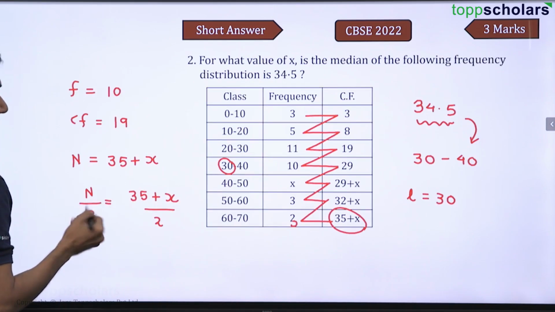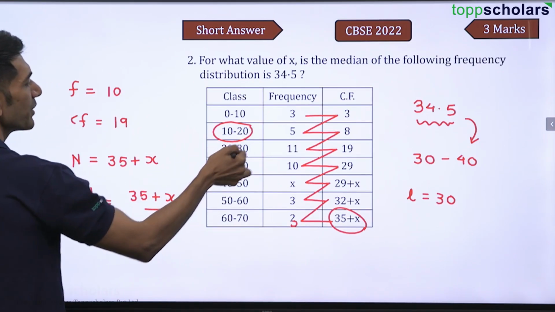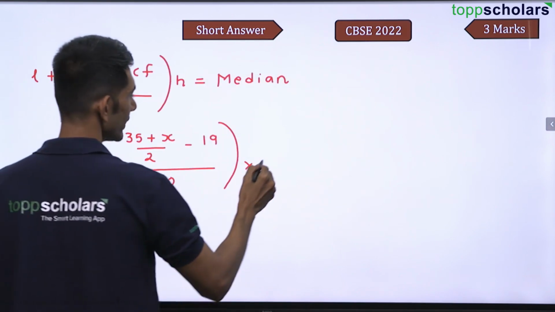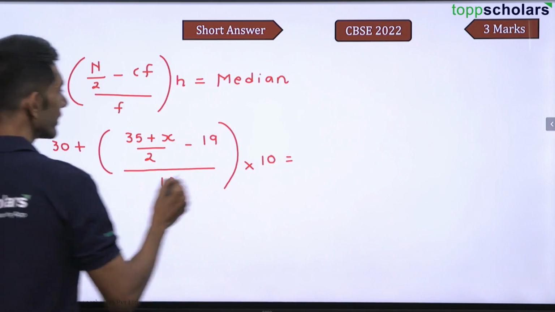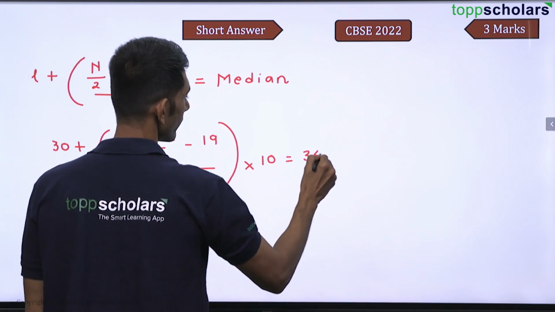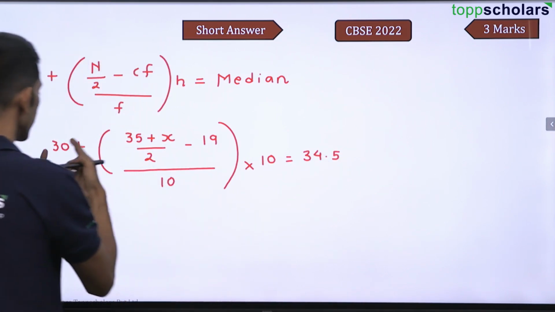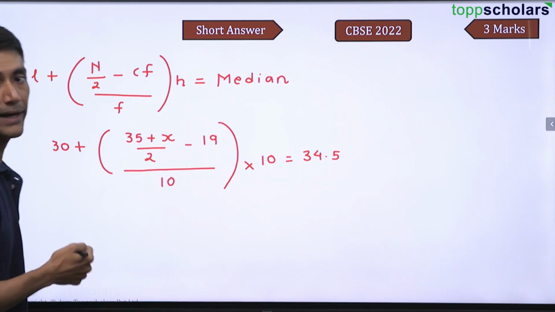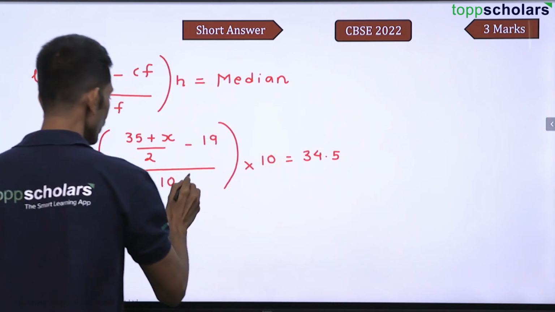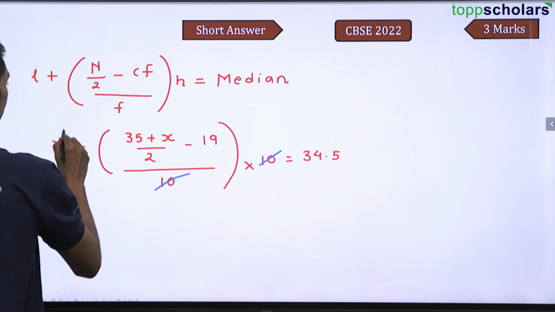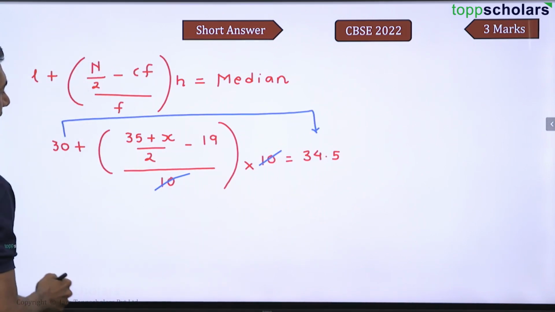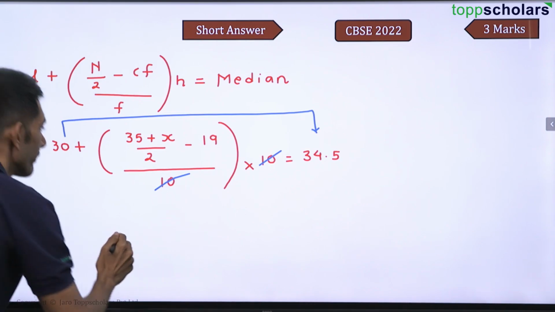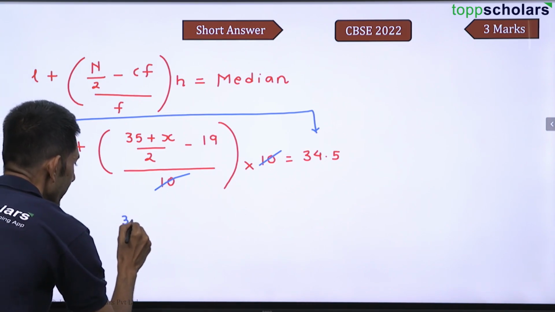H is how much? Check. 10 only, 10 to 20, 20 to 30, 0 to 10. So that becomes easy for calculation also. And that is equal to the median. Median is 34.5. So if 30 goes to the right hand side, that is going to become minus. Not only that, 10 will get cancelled, and you can transpose 30 over here. So 34.5 minus 30 is 4.5.